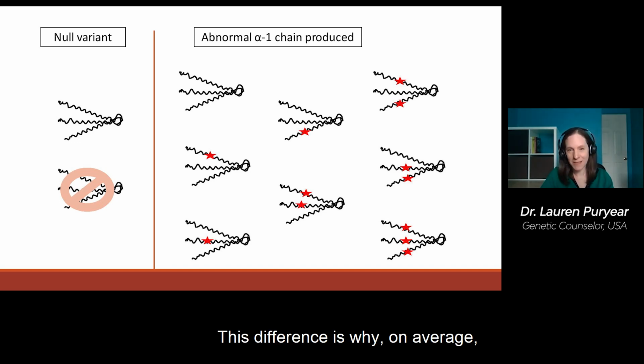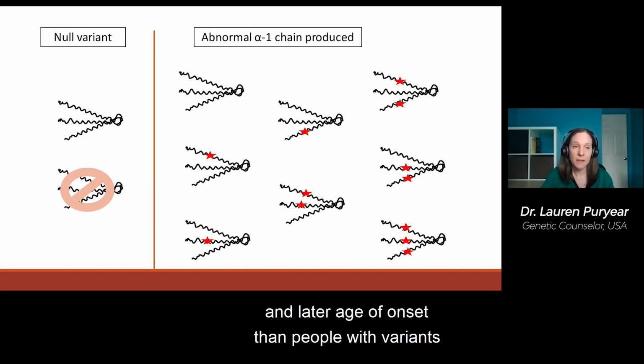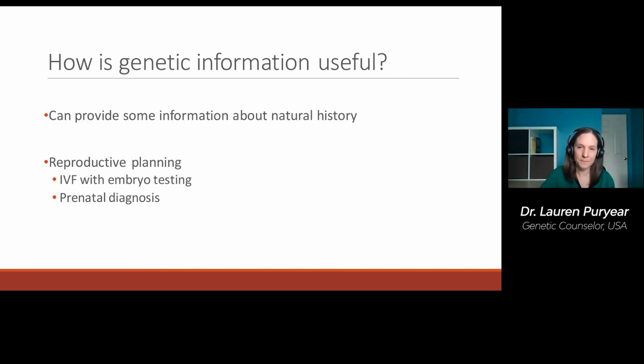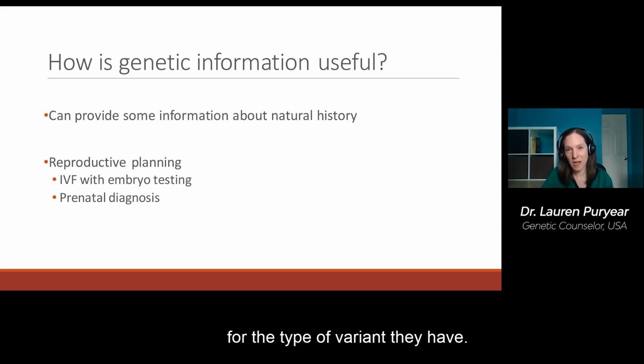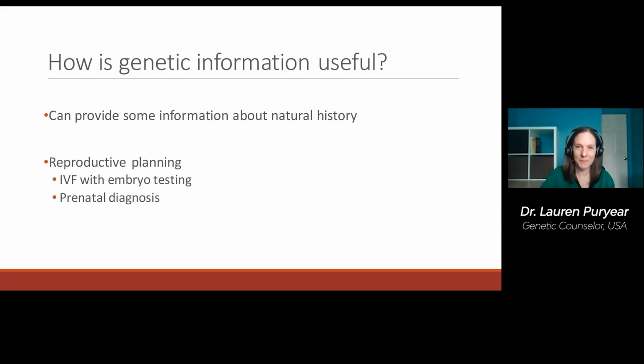This difference is why, on average, people with null variants have fewer vascular events and later age of onset than people with variants that produce abnormal protein. So genetic information for a patient can be useful to give some information about the natural history for the type of variant they have. And in some cases, it's very useful for folks who are thinking about reproductive planning. And I think someone will talk more about that in a different talk.